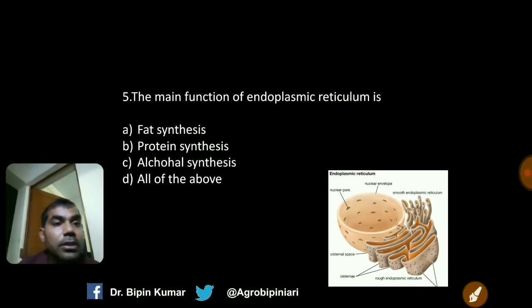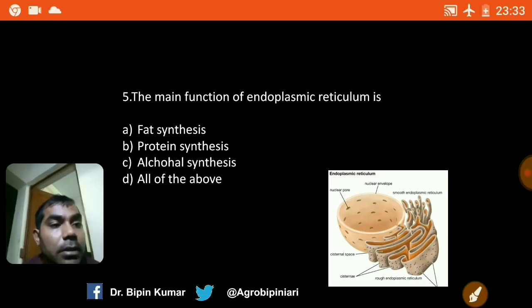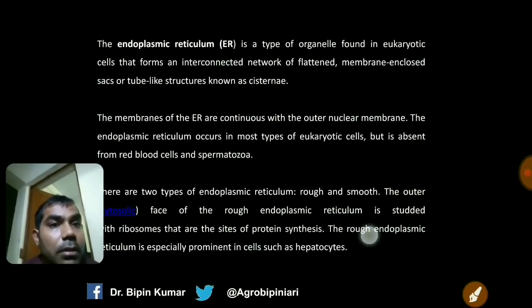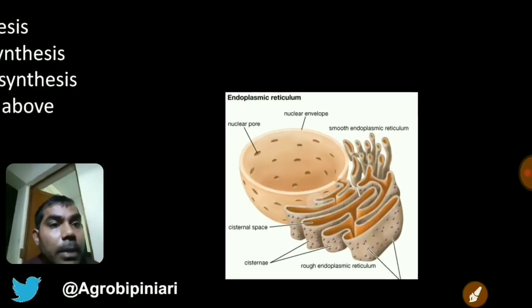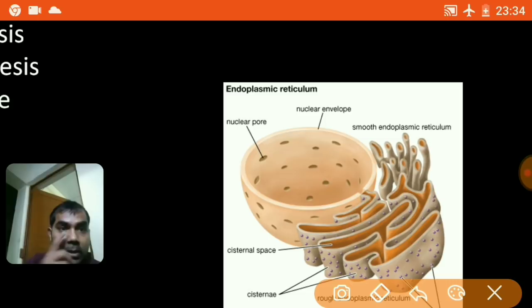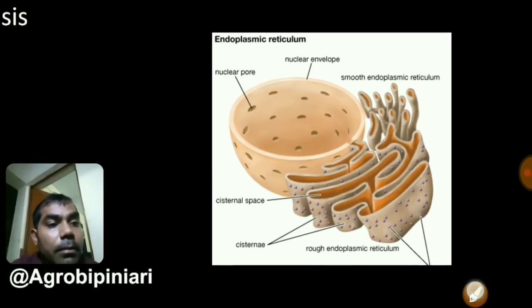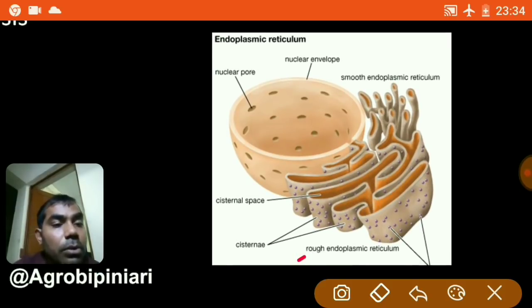The fifth question: the main function of the endoplasmic reticulum is. So from here our answer will be B, protein synthesis. And here we can see the structure of the endoplasmic reticulum. This is the structure. So the endoplasmic reticulum is of two types: smooth endoplasmic reticulum and rough endoplasmic reticulum. So actually these are the two types of endoplasmic reticulum found.